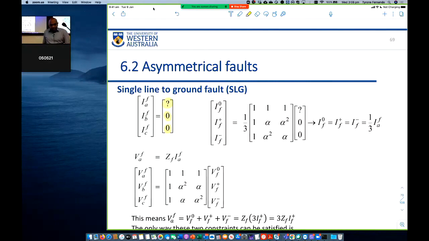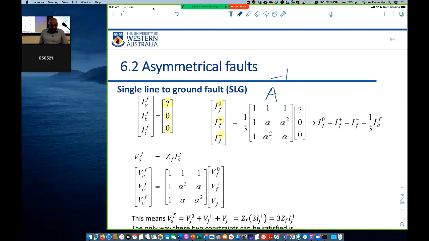So what are the zero sequence, positive sequence, and negative sequence currents? Because if you know the phase currents, we can calculate the sequence currents, because they are related through this A inverse, right? Multiplied by the phase currents. And the question mark is the unknown current. The other two phase currents are 0. So what can we say here?